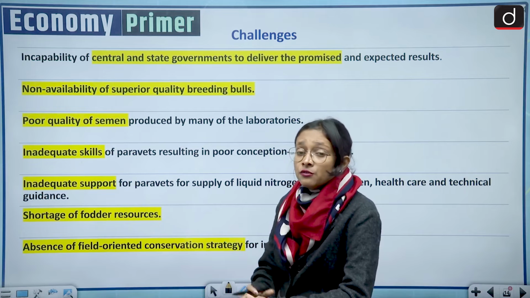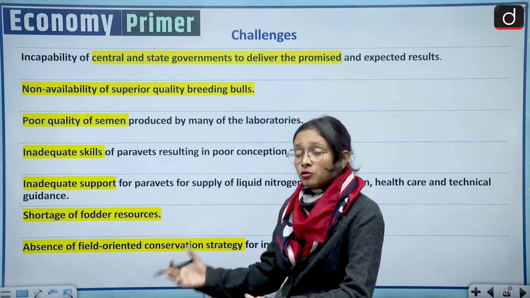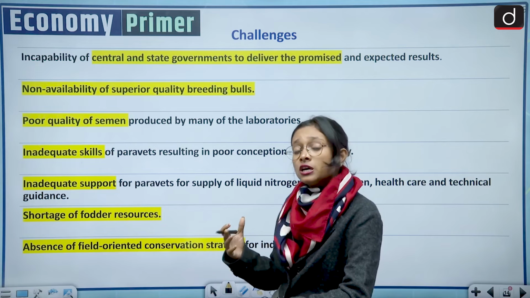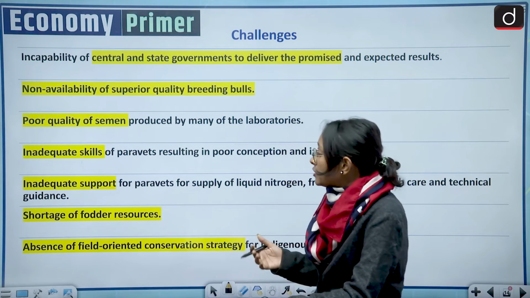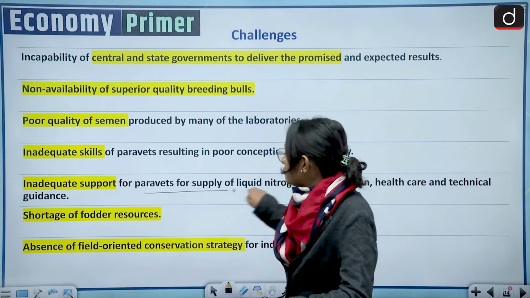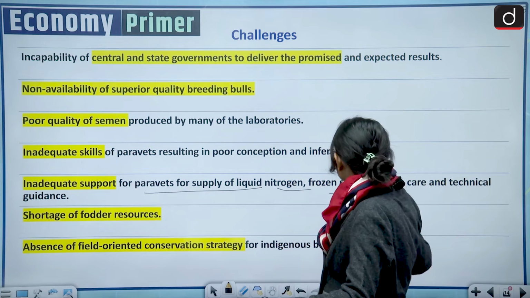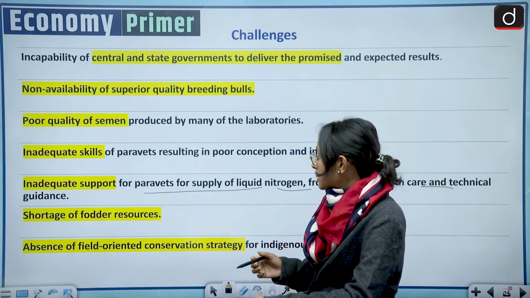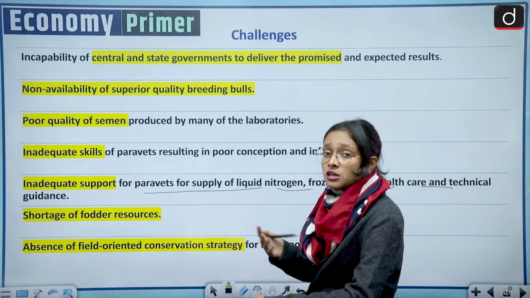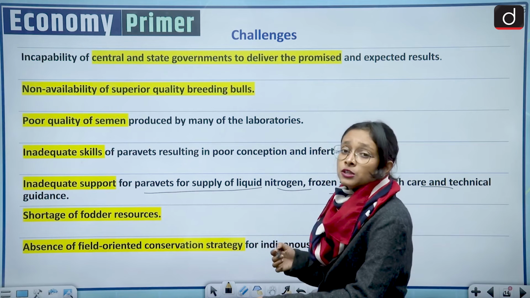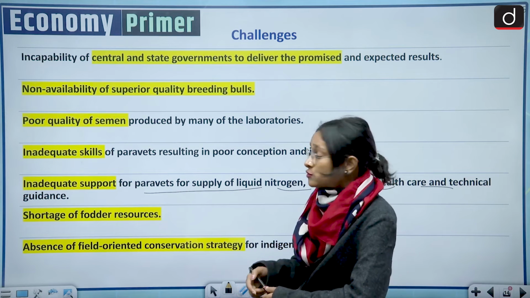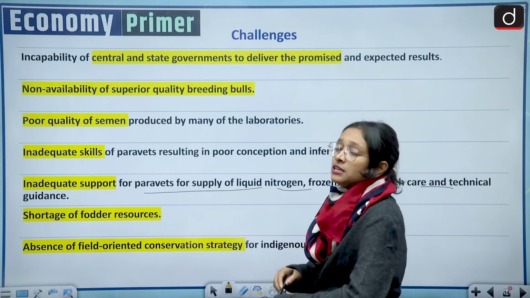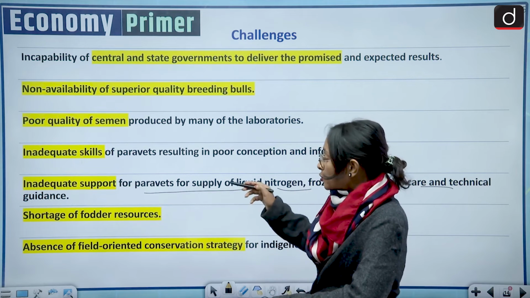So in that sense, we have to appoint very good experts related to animal disease, fertility, and other things. On the other hand, we also have inadequate support for paravets, supply of liquid nitrogen, frozen semen and healthcare. We have various vet doctors, but they lack certain resources required for the good health of the livestock, such as nitrogen, frozen semen, healthcare and technical guidance. So we need such kind of support from the government.